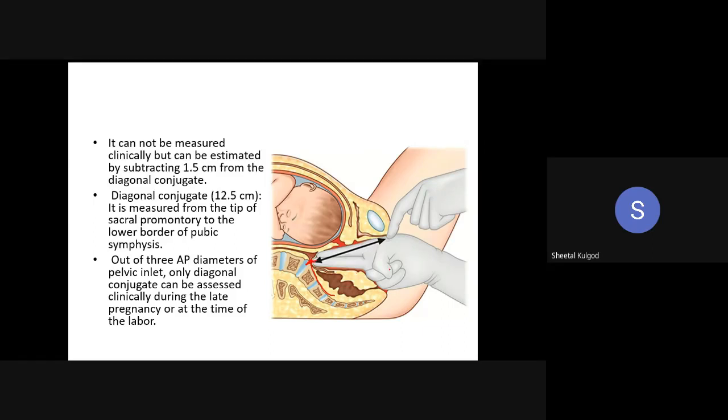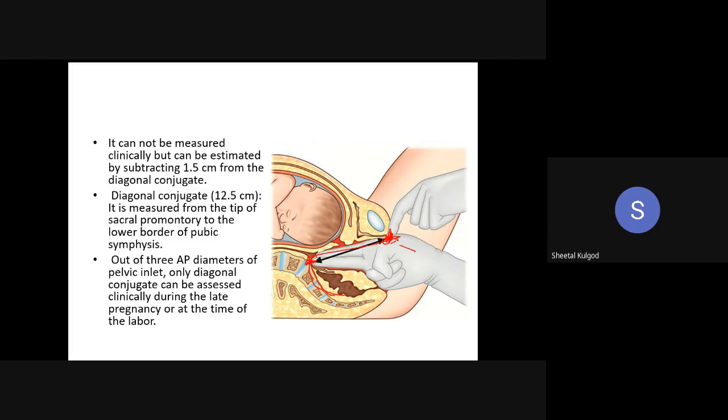So for example, if you're doing it with the right hand, you sweep the fingers from lower down until you reach the sacral promontory. And with the left hand or the index finger, you try to depress your right hand as much as possible, and mark the point where you can feel the lower border of the symphysis pubis. So this distance, from your middle finger, which is almost touching the sacral promontory, to the point where you feel the lower border of the symphysis pubis, mark it, and when you measure it outside, it will approximately give the measurement of the diagonal conjugate.